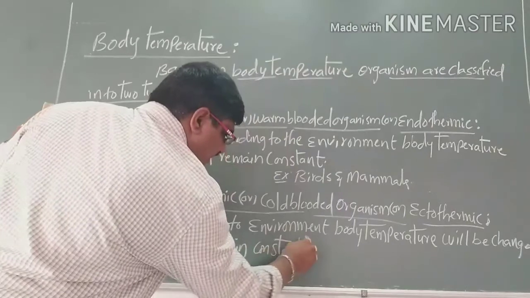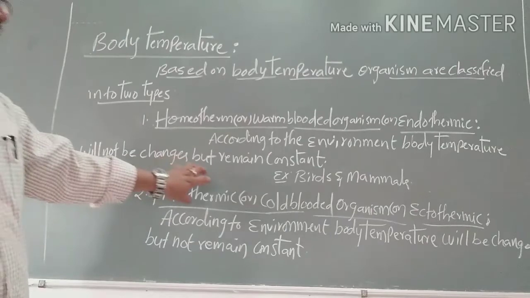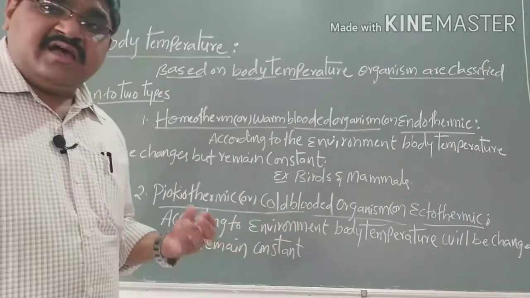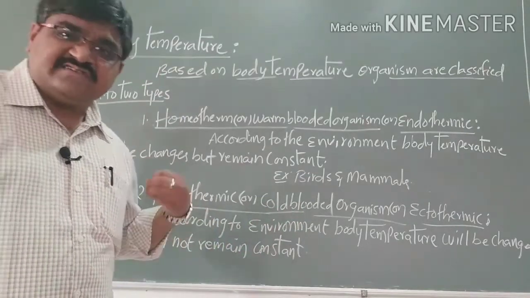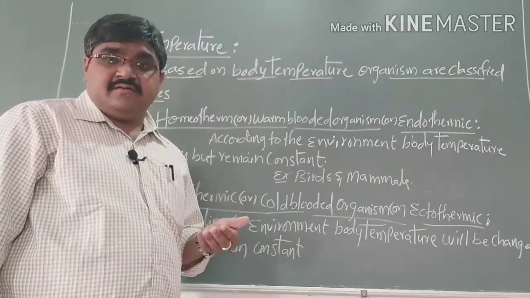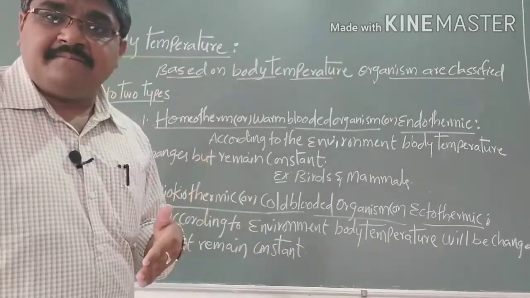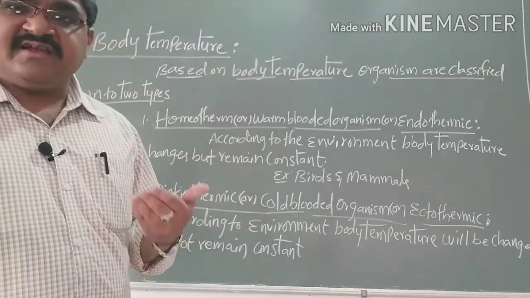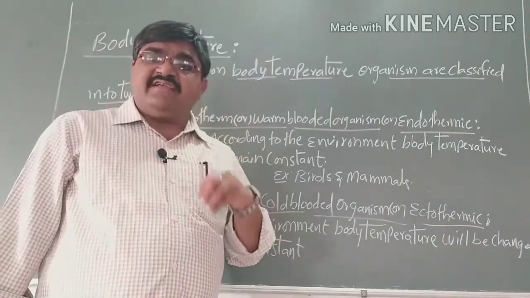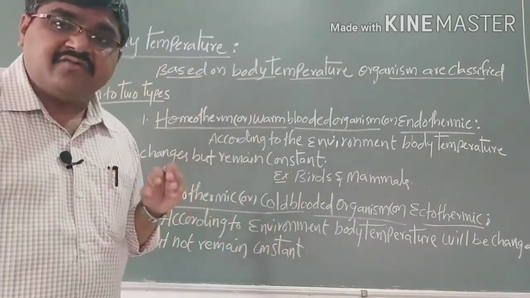Such types of organisms are called poikilothermic, or cold-blooded organisms, or otherwise ectothermic. Ecto means outside, therm means temperature. Whatever the outside temperature is, the body temperature will also be the same. For example, if the outside temperature is 5 degrees centigrade, the body temperature will also be 5 degrees centigrade. So here the temperature changes according to the environment.